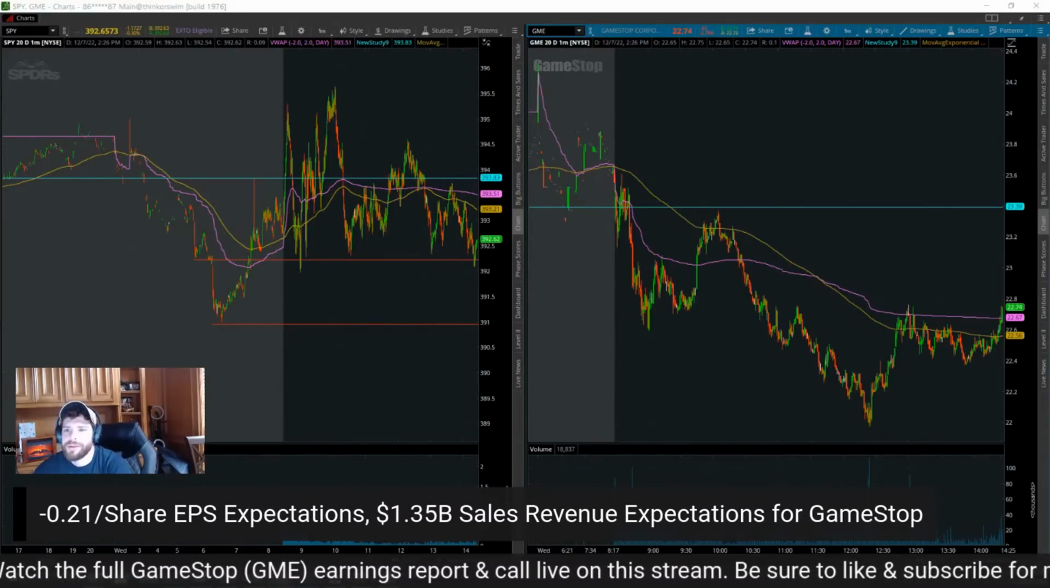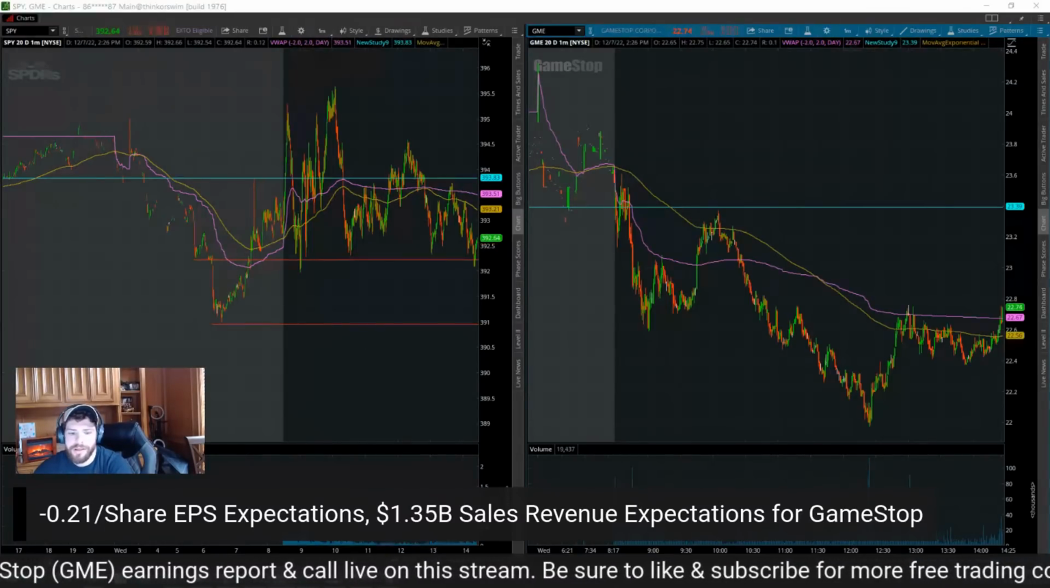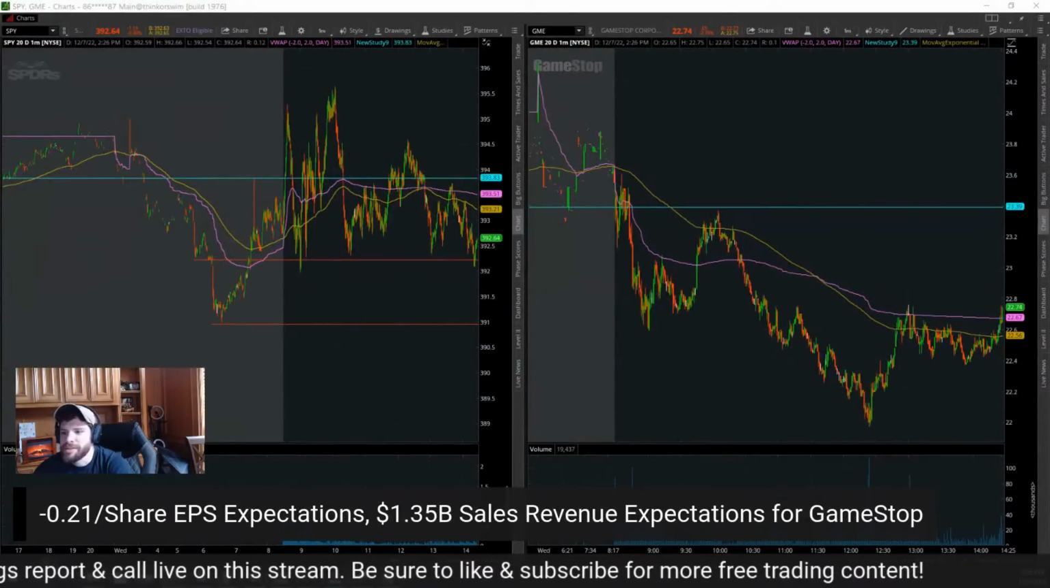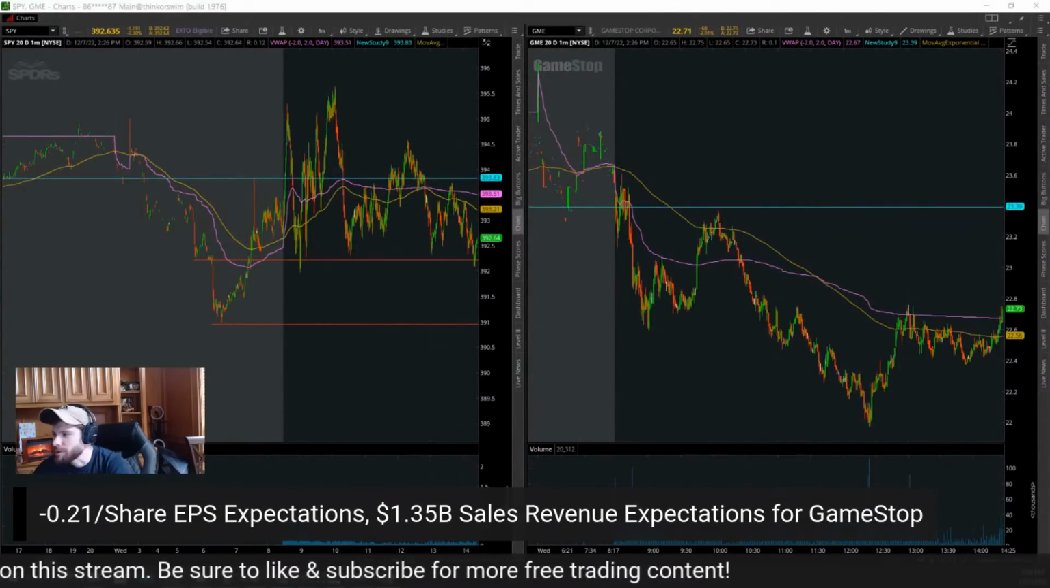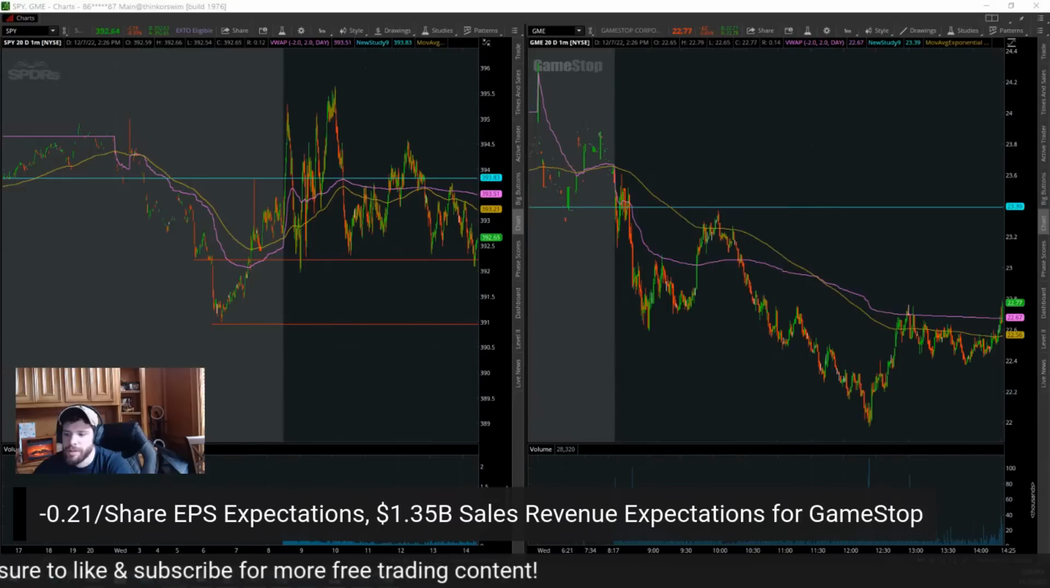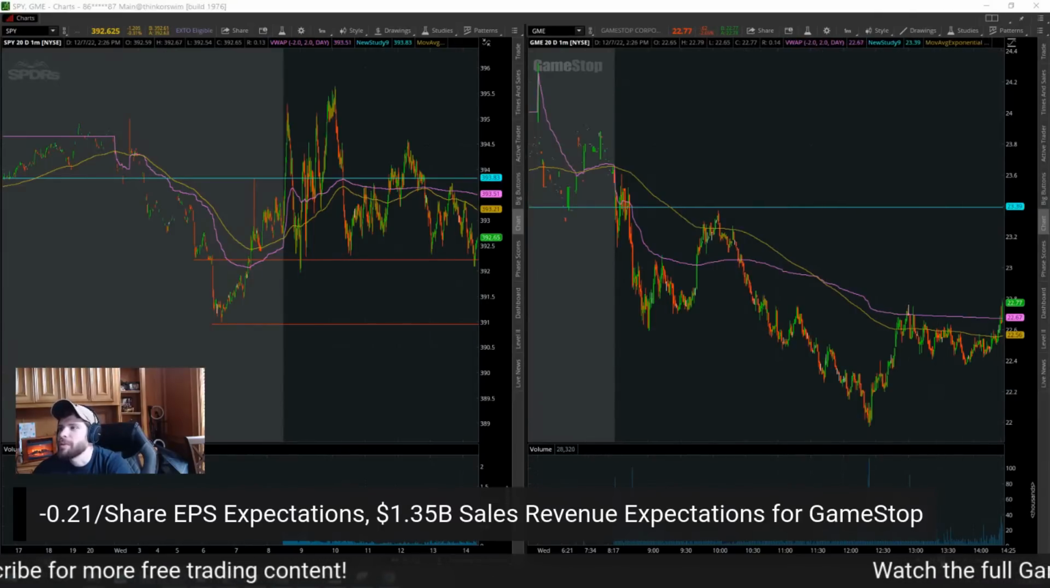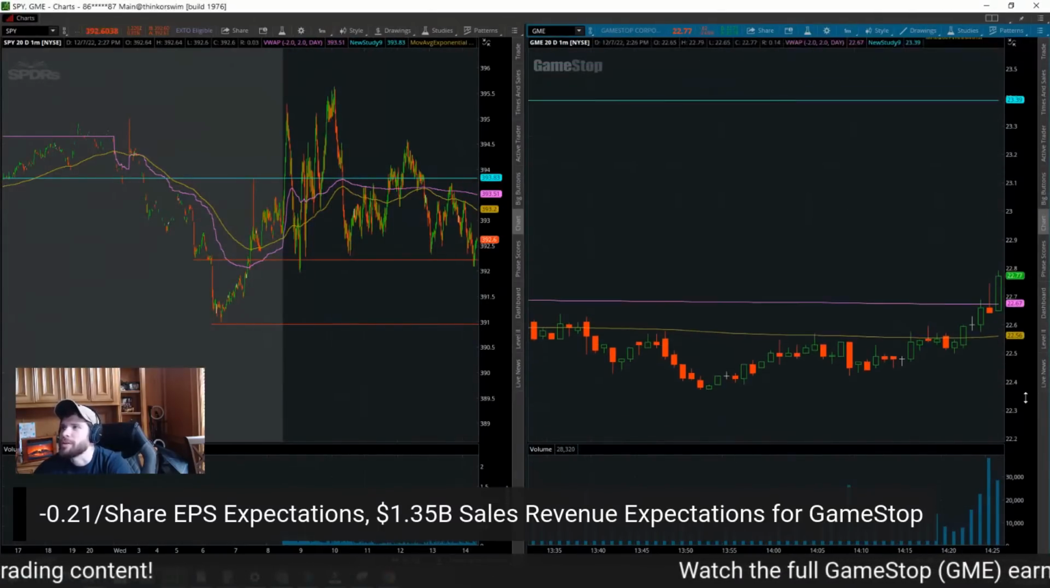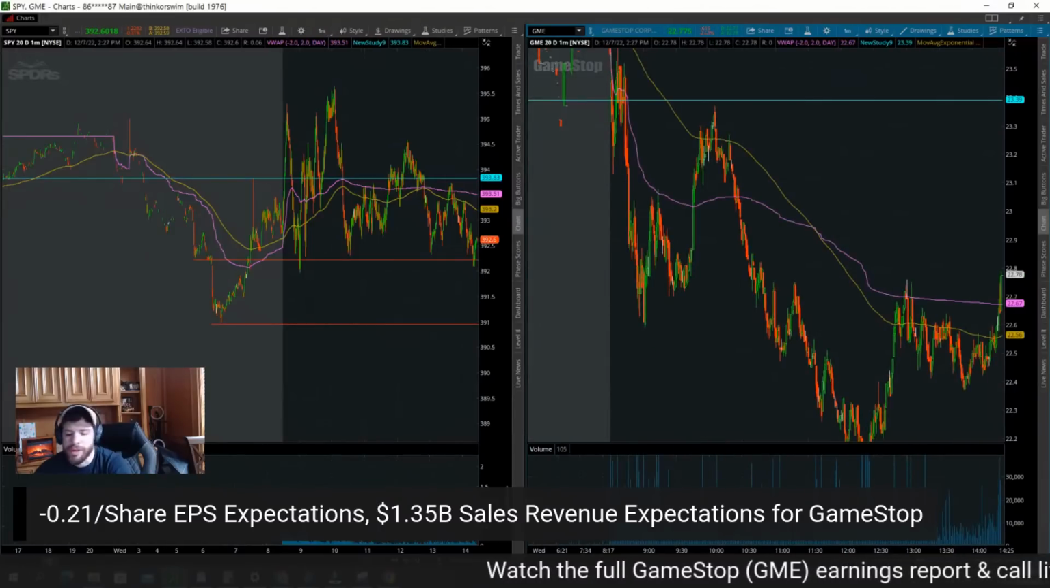SPY popping up a little bit. Amazon's doing okay too. I mean, Amazon's up to 8840s. GameStop's starting to rip back up a little bit short term, up to almost 23s here. We'll see if it does. Again, expectations for GameStop are 21 cents.